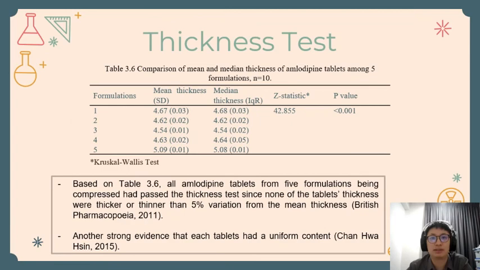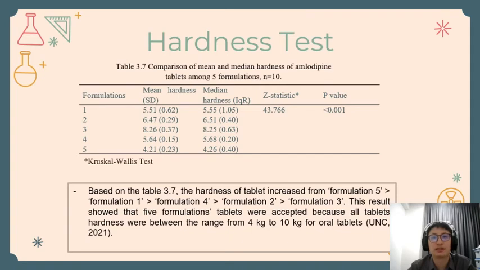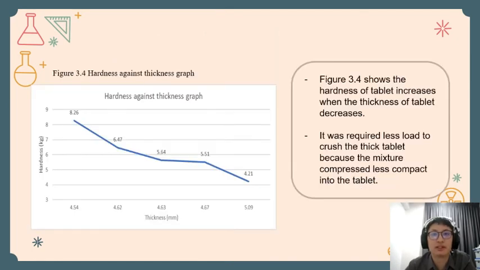None of the tablet thicknesses was over or lower than 5% variation. The thickness test shows another strong evidence that each tablet had uniform content. Table 3.7 shows the hardness of the 5 formulation tablets is acceptable because the hardness was in the range from 4 to 10 kg for oral tablets. Figure 3.4 shows the hardness of the tablets increases when the thickness of the tablet decreases. It can be concluded that less load is required to crush the thick tablet because the mixture compresses less compactly into the tablet.